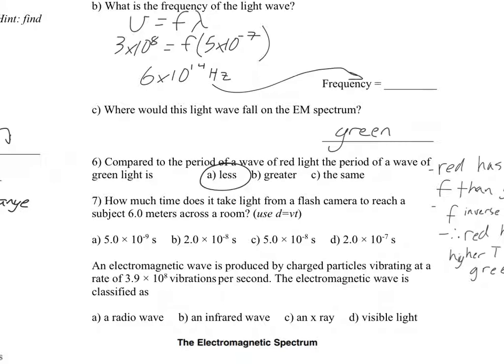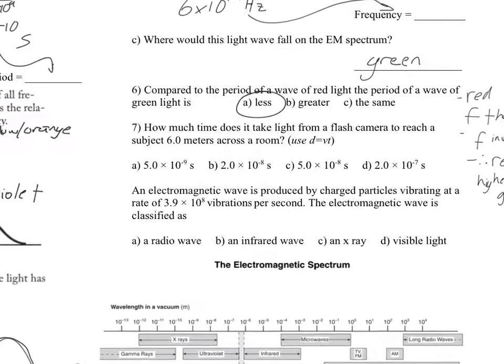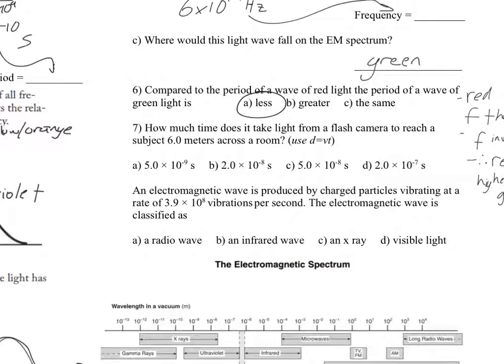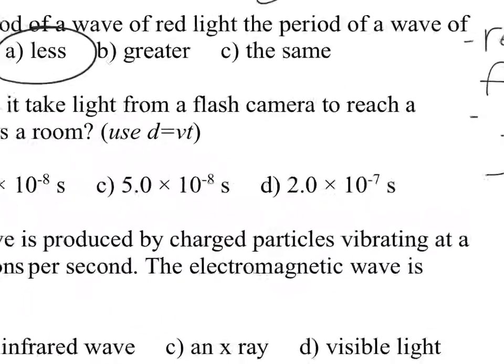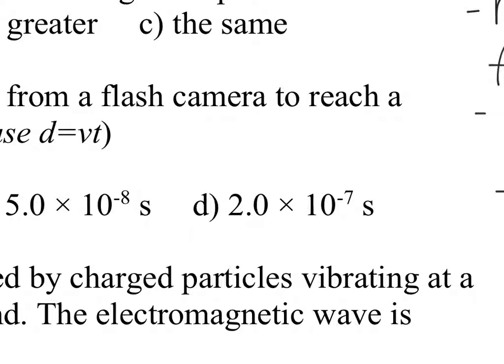The next one here says, how much time does it take light from a flash camera to reach the subject who is 6 meters away across the room? So I give you a hint, use distance equals velocity times time. So I'm just going to show the setup for this. 6 meters is our distance. Our velocity, again, it's light. So 3 times 10 to the 8th meters per second. And that's equal to, not equal to, but multiplied by time.